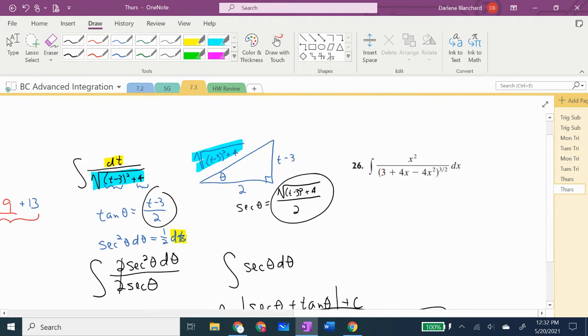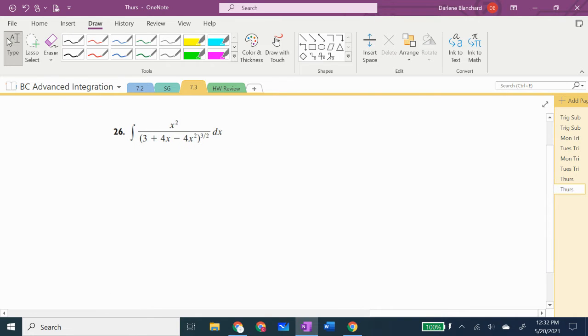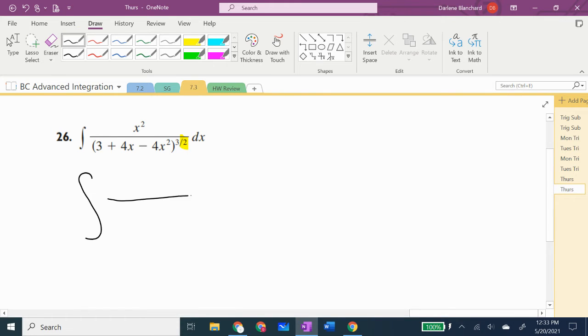And now for the third and last problem. You want to notice that this is not just a rational function. You may want to begin by rewriting this as a square root cubed in your denominator.